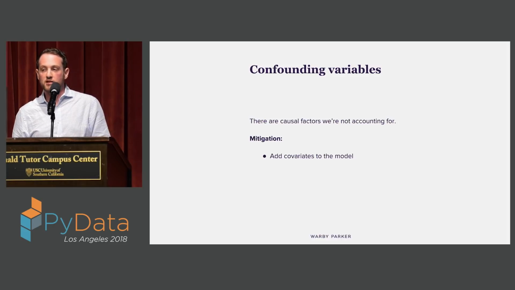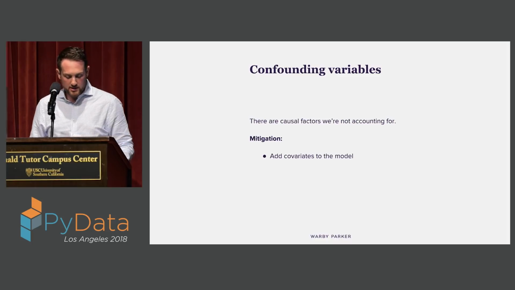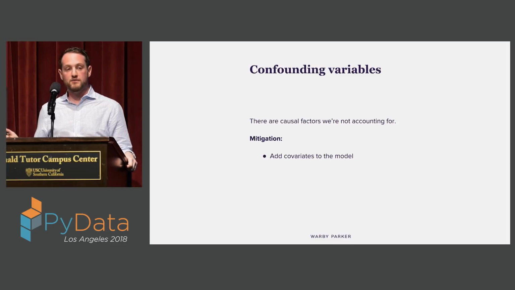But if you can think of those factors and you have data on them, then you can add them as covariates into your model. So in the example I gave earlier, we include our spend across different channels in the model, and therefore, we can control for that.